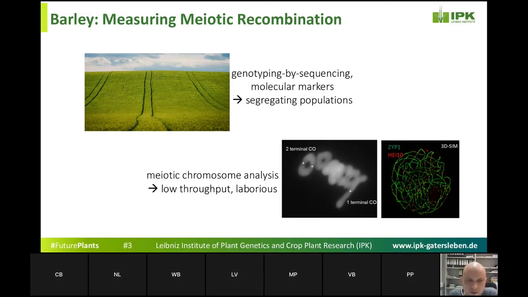usually, when you think about plants, you grow large segregating populations in the field, and then you perform either genotyping by sequencing or molecular marker analysis. This simply depends on a huge number of plants. The alternative, which we also use commonly, is to perform meiotic chromosome analysis. This is rather low throughput and laborious because you need to analyze individual cells. As depicted on the right side, you can see either cytology, staining the chromosomes, where based on the shape of the chromosomes you can define where the crossover event took place, or alternatively immunocytochemistry, using antibodies that detect proteins involved in meiotic recombination.